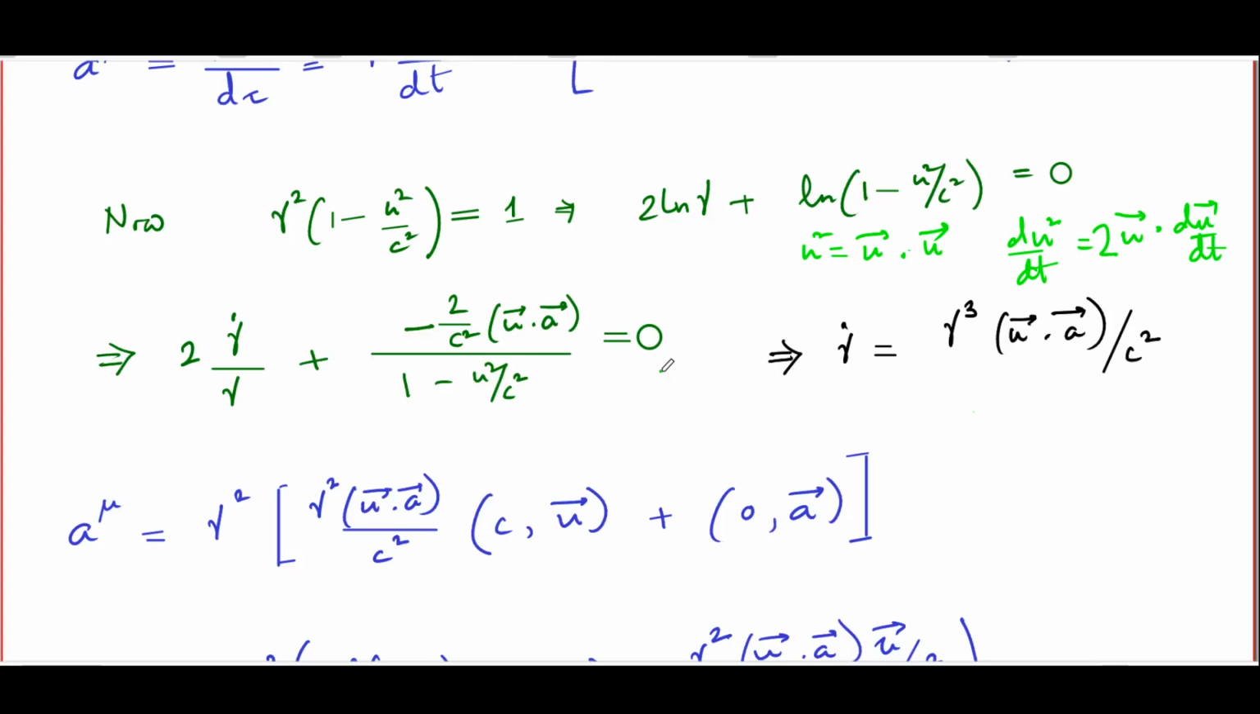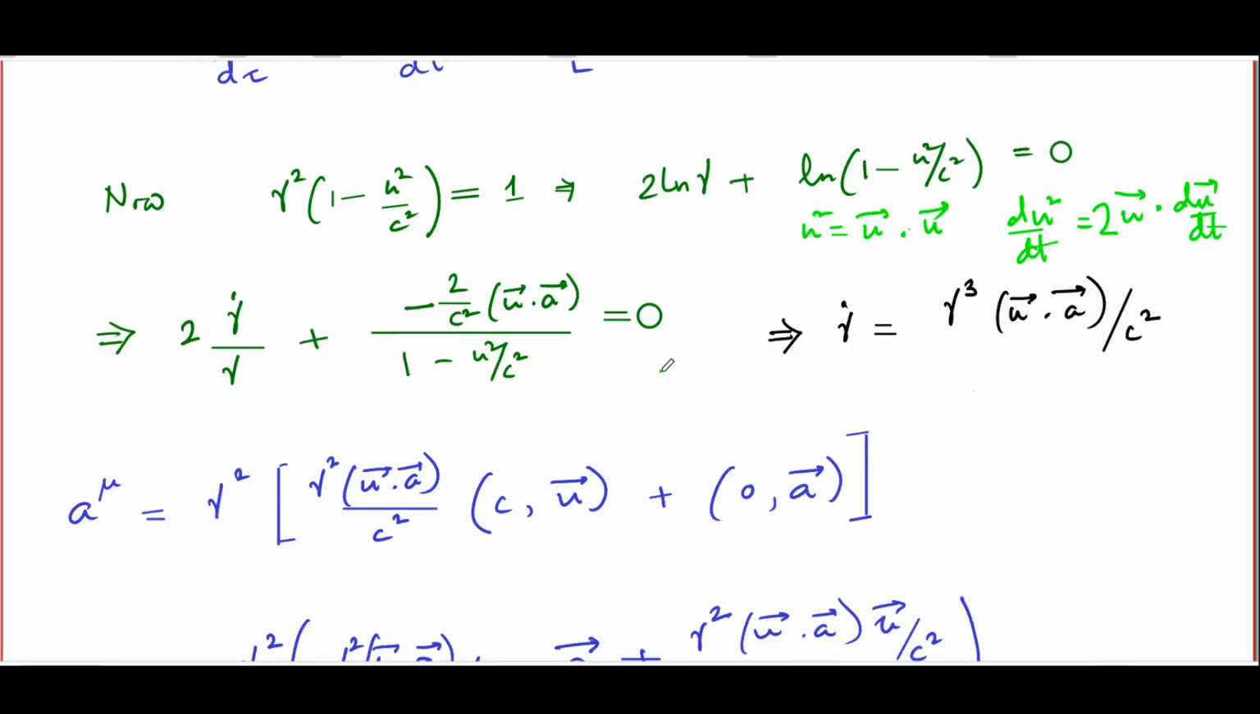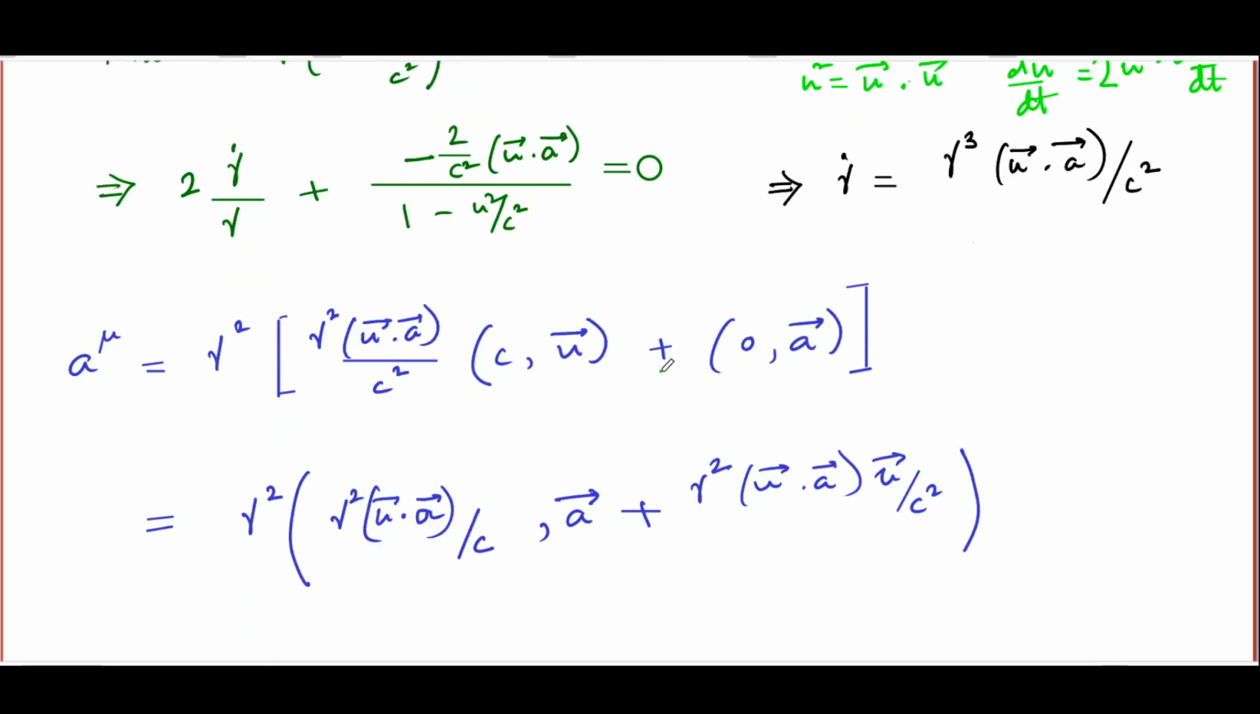I've taken one extra gamma out of gamma dot because I've also had a gamma multiplying the second term, times c comma u plus 0 comma a, and when you add them all together, the 4 acceleration ends up with this particular form. Its temporal part is gamma to the 4 u dot a by c. The spatial part has a factor of gamma square times the actual acceleration in 3 dimensions a plus gamma square u dot a times u by c square.